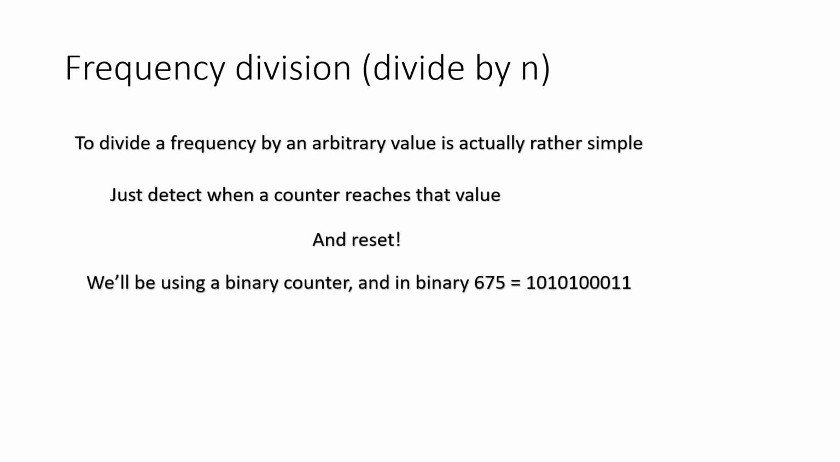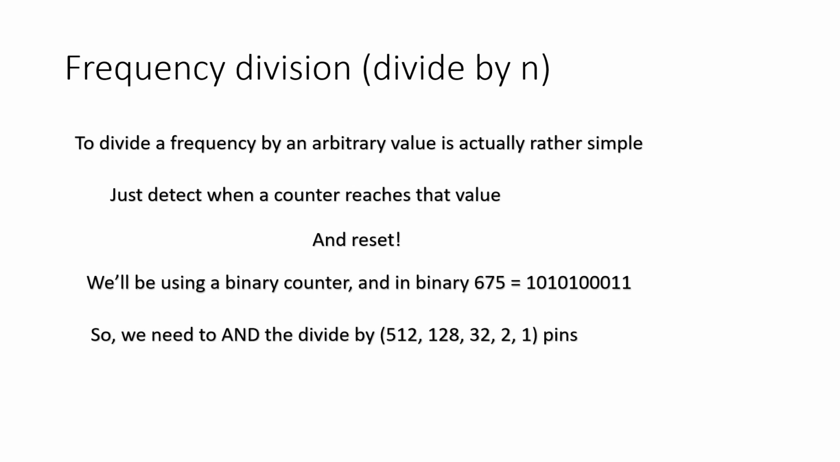So to detect 675, all we need to do is AND these pins together: the divide by 1, divide by 2, divide by 32, divide by 128, and divide by 512. If we AND all of those together and feed the output of the AND gate to the reset pin of the counter, or counters as you'll see in a bit, then the counter will simply reset whenever that value is reached. We can also feed the output of that AND gate into the least significant digit, the counter for that.